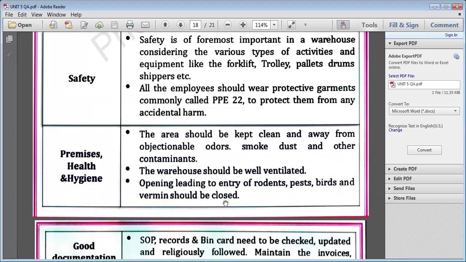So premises and the health and hygiene are very important. The area should be kept clean and away from objectionable odors, smoke, dust, and other contaminants. The warehouse should be well ventilated. Openings that lead to entry of rodents, insects, birds, and vermin should be closed.